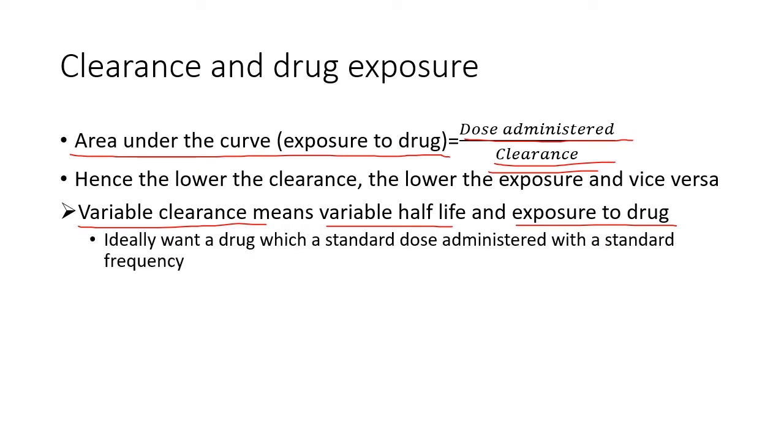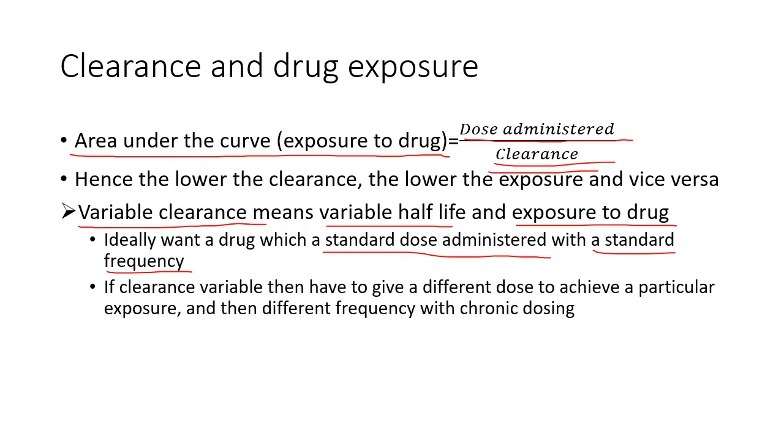This results in a standard dose administered with standard frequency, like once a day or every 12 hours. If the clearance is variable, then you have to give a different dose to achieve a particular exposure, as well as different frequency with chronic dosing. So this is not at all desirable when it comes to developing a drug.